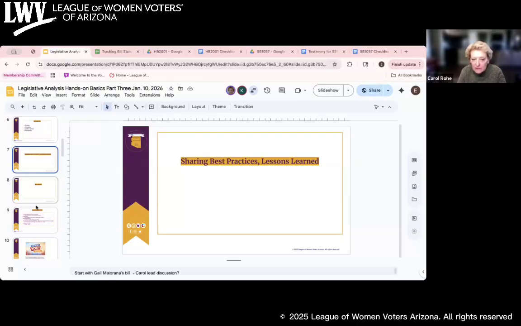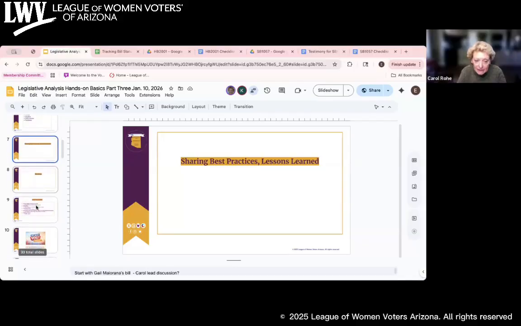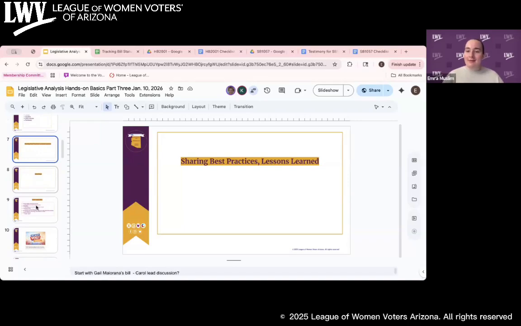There are already hundreds of pre-filed bills, so we definitely want to use our resources and our people where we can. Any last best practices or lessons learned from Gail or Carol or anyone?